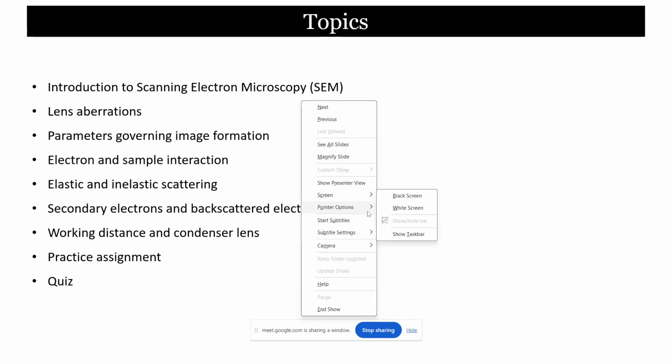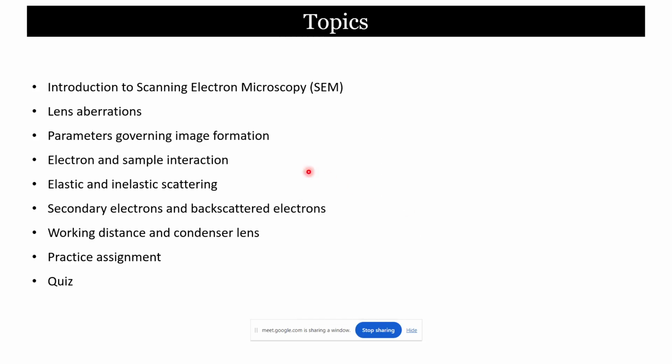Then we'll study the parameters which govern the formation of the image in this SEM technique: the interaction of the sample with the electron beam coming vertically downwards, and the elastic and inelastic scattering happening in the specimen itself, followed by the role of the secondary electrons and the back-scattered electrons emitted from the specimen, and the role of the working distance and the condenser lens and how these affect image formation in the SEM. Then we'll do the practice assignment and the quiz as usual.